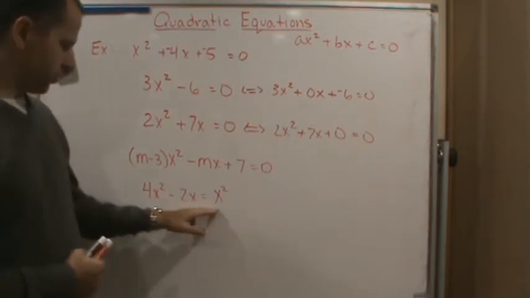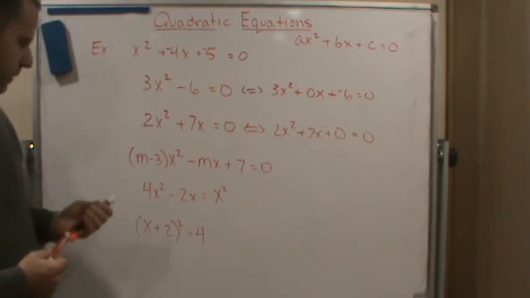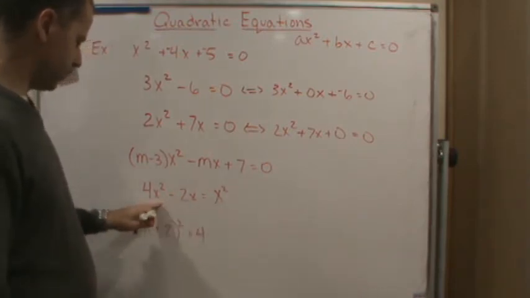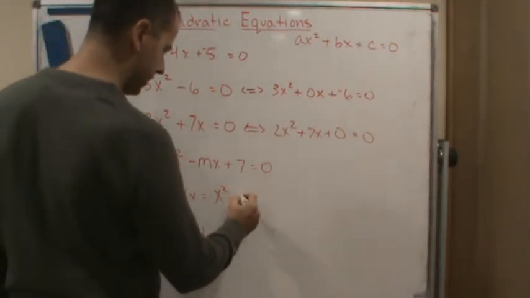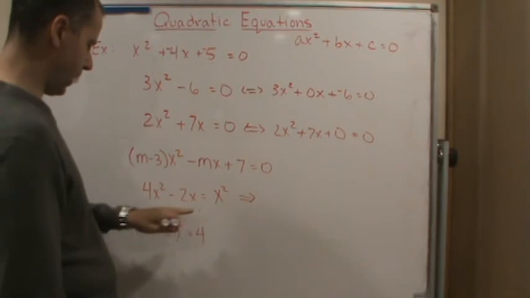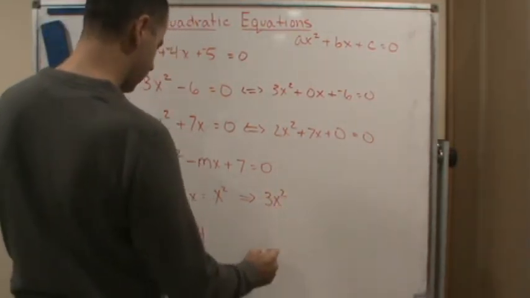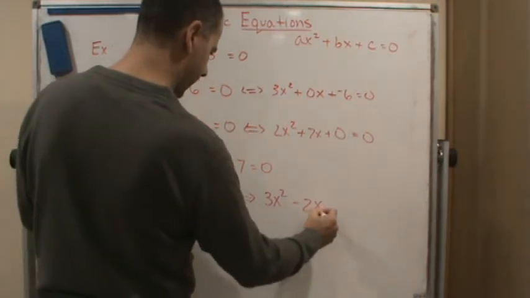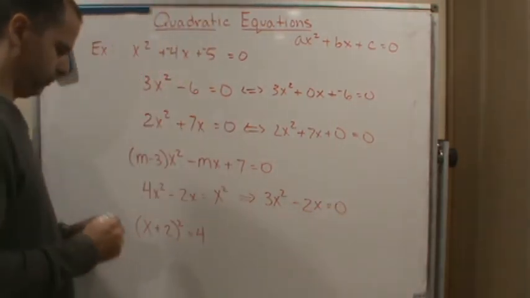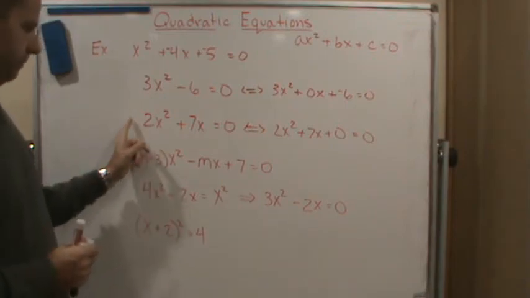This one is also quadratic, and we can see it by simplifying it. So let's bring the x squared term over to the left. What does that give us? Well, we subtract x squared from both sides. That'll give us 3x squared minus 2x is equal to 0. And so there we see that it is a quadratic equation, similar to this one up here.